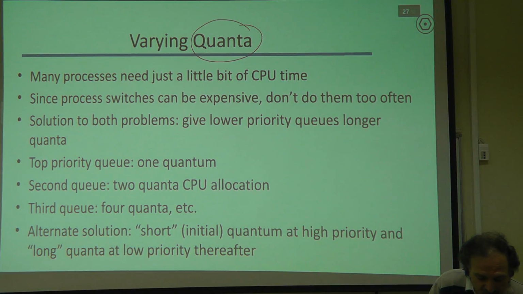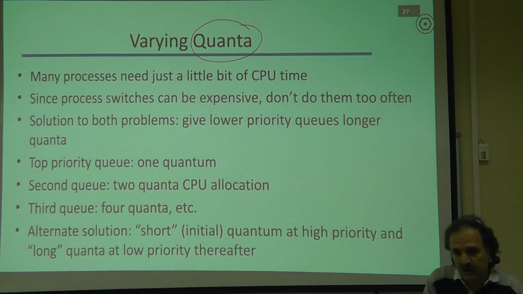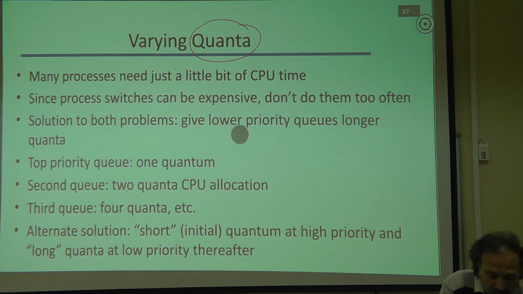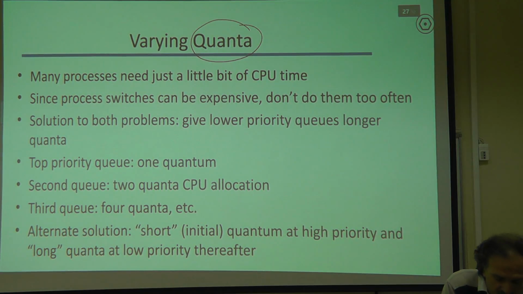So that's bad for the processes waiting at the end of the queue. That's why they say, okay, let's make it varying quanta. Solution to both problems: give lower priority queues longer quanta. High priority queues have smaller quanta. They can switch immediately because they need to be responsive, and low priority queues have larger amounts of time, longer amounts of time.